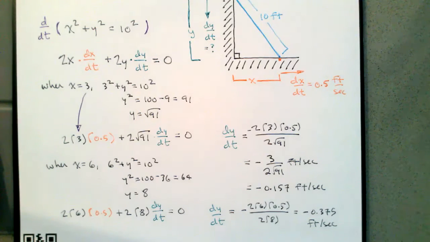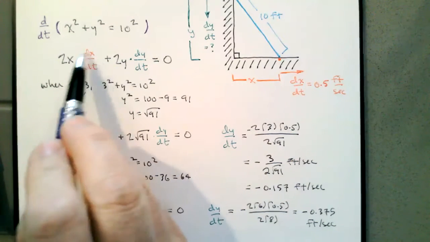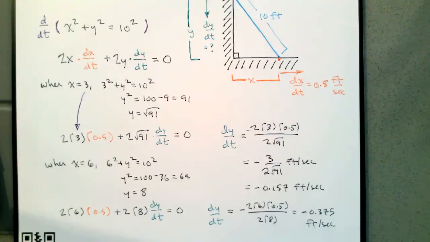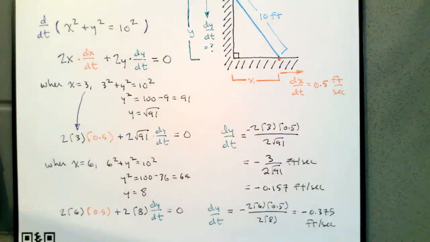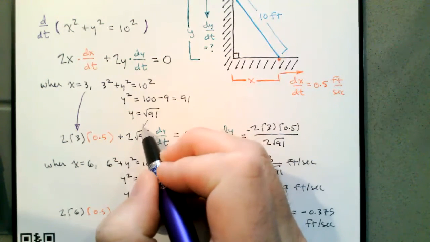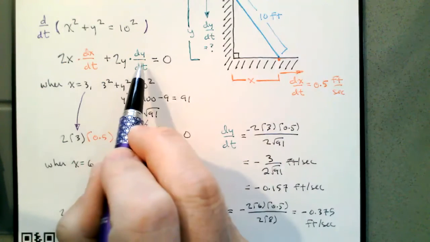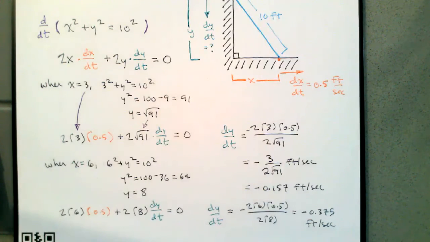In this equation, I have 2x and then dx dt. I have a value for dx dt, so we plug the 0.5 in. Oh, dx dt, got it. And then on the right, we have 2 times the square root of 91. That is the y value, correct? Right, because it's 2 times y times dy dt. So y is the square root of 91.